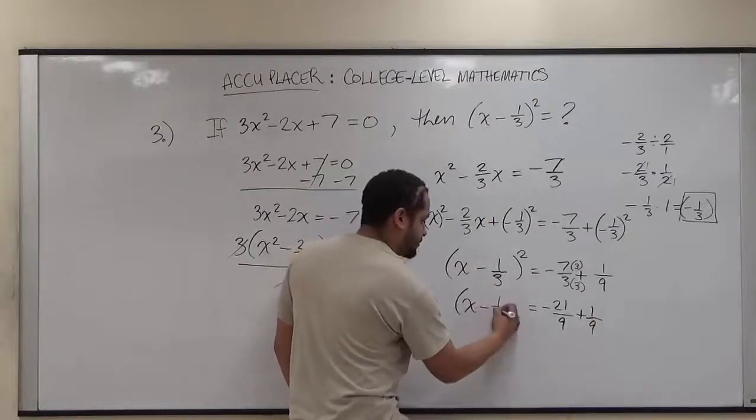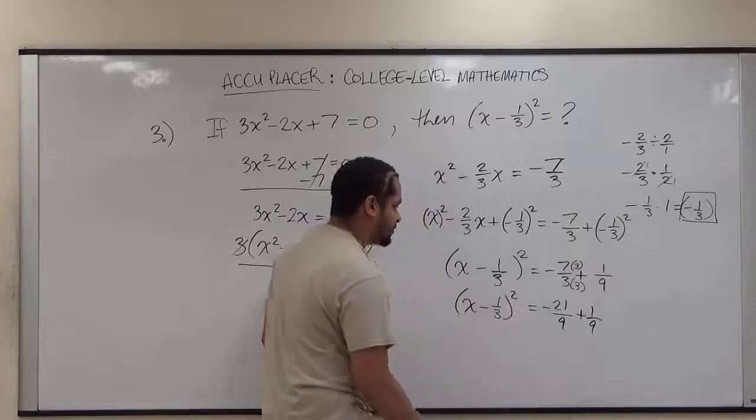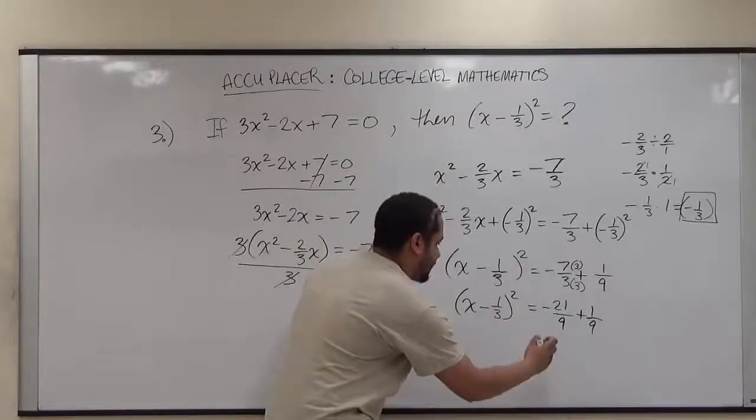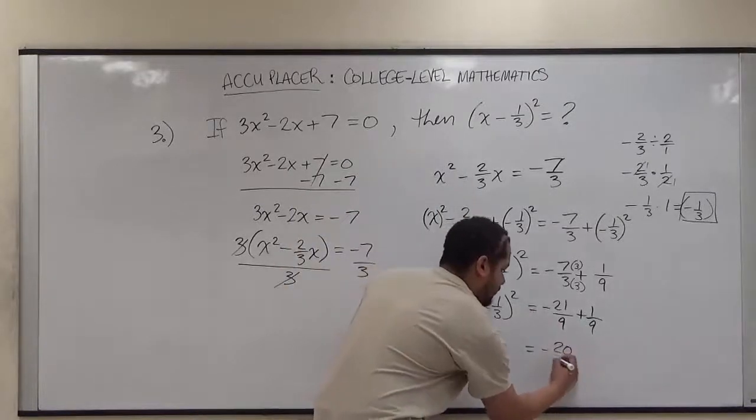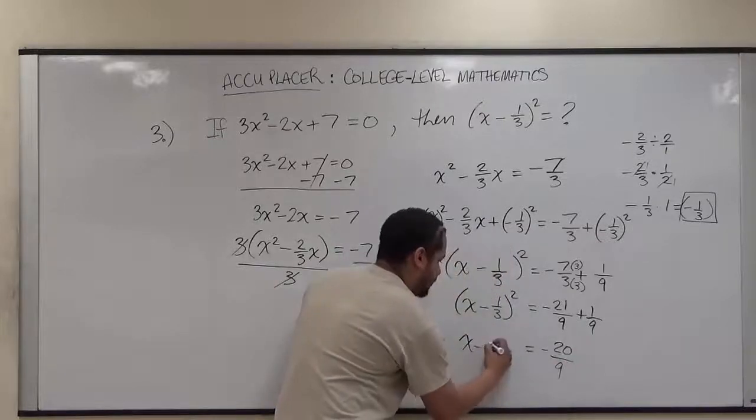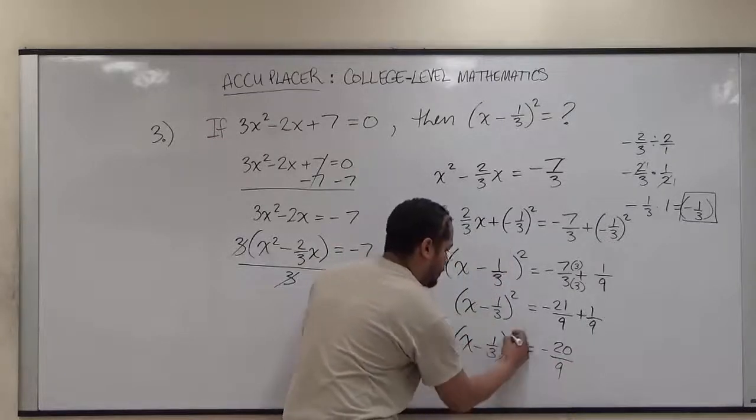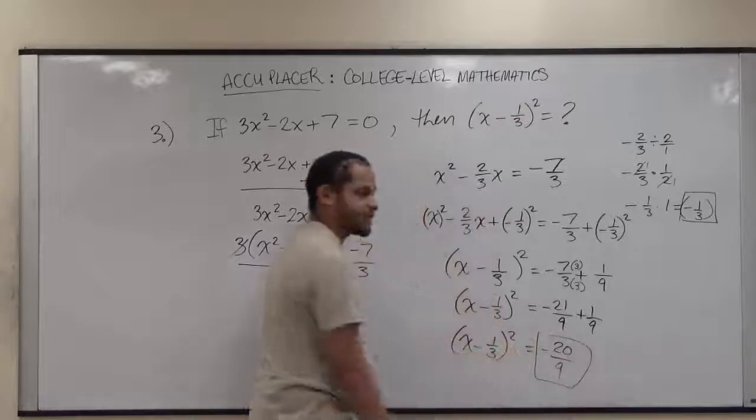We have the x minus 1/3 to the power of 2. And when we combine these two, we get negative 20 over 9. And that is the solution for x minus 1/3 to the second power. Just negative 20 over 9.